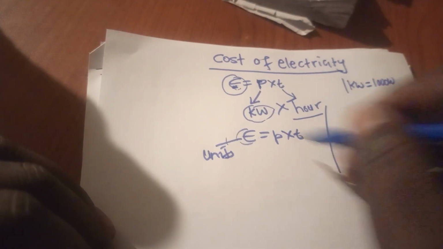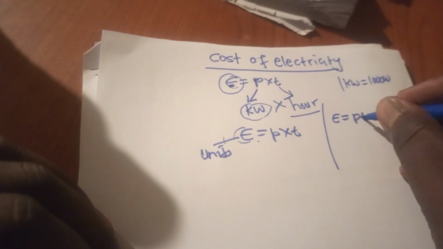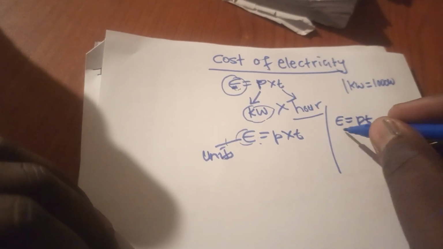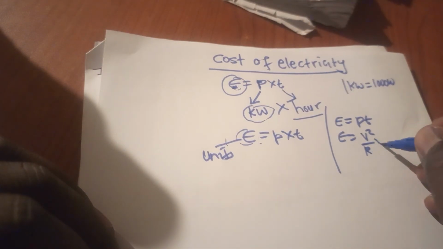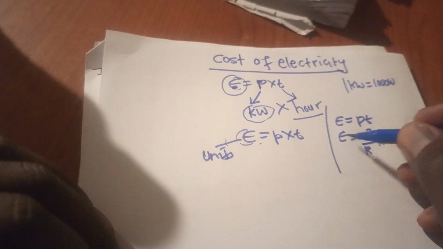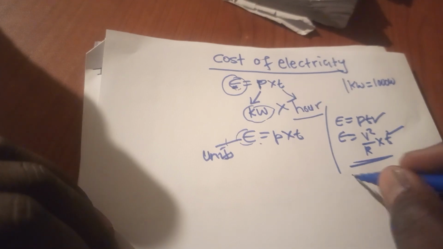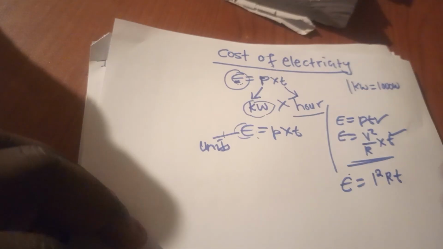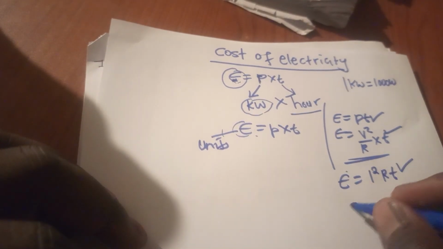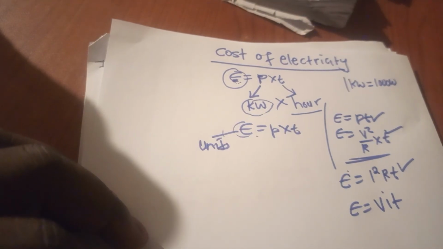Apart from the formula energy equals power times time, you can also say energy is equal to V squared over resistor times time. This is also a formula for energy. The third one is energy equals I squared resistor time. Apart from that, you can say energy is equal to VIT. This is another formula for energy.